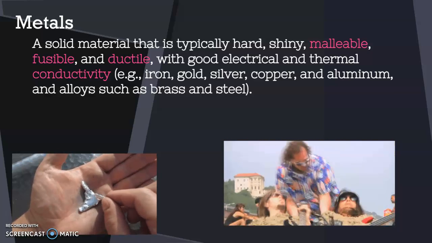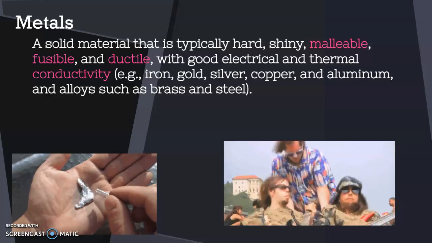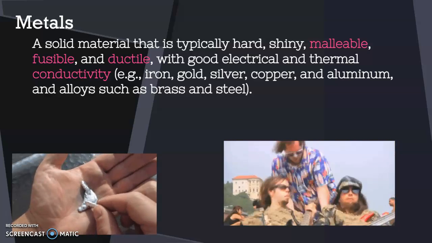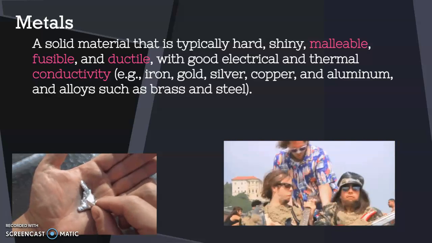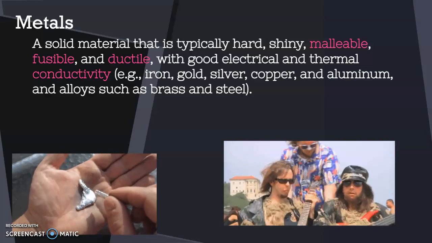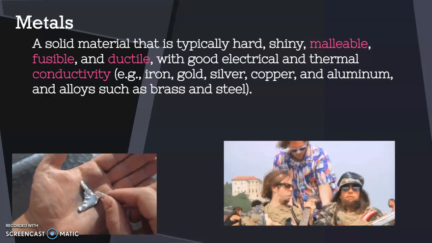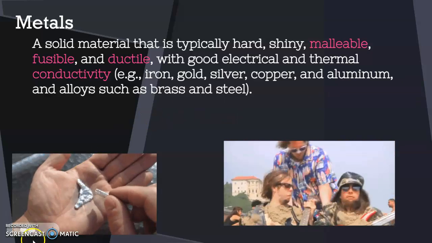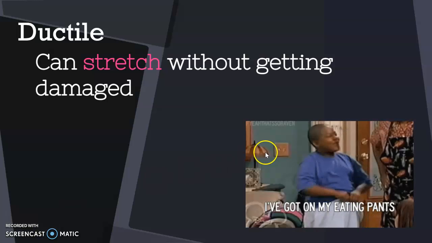Just a reminder, metals are solid materials that are typically hard, shiny, malleable, meaning that they can be molded and take the shape of whatever you mold them into. Fusible and ductile. Remember, ductility is the ability to be molded into a wire. They're good electrical and thermal conductors, so we use them to conduct heat and electricity. Iron, gold, silver, copper, aluminum would all be examples of metals. And we, of course, know that our metals are on the left-hand side of the periodic table.